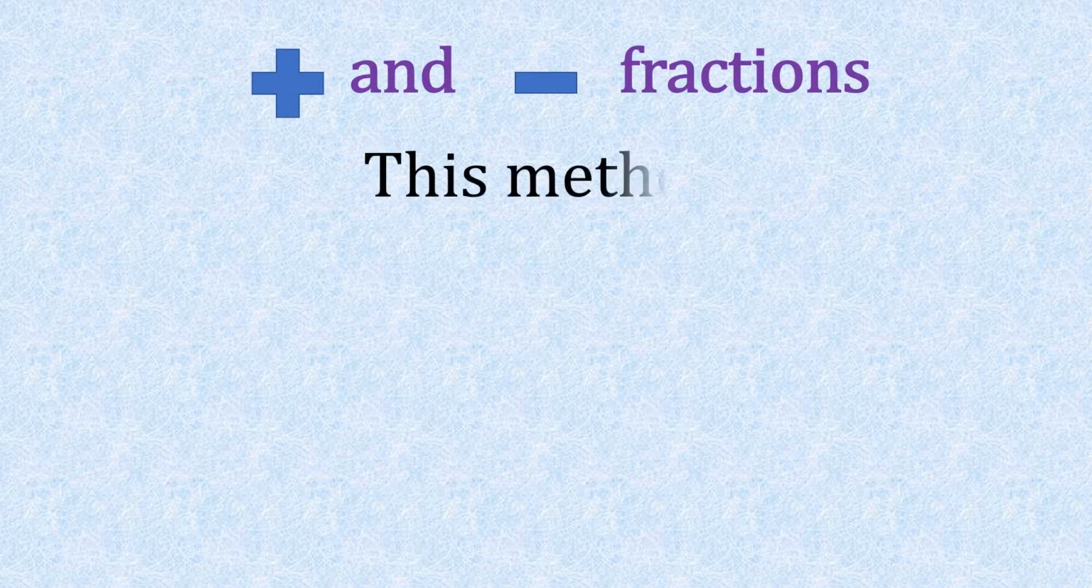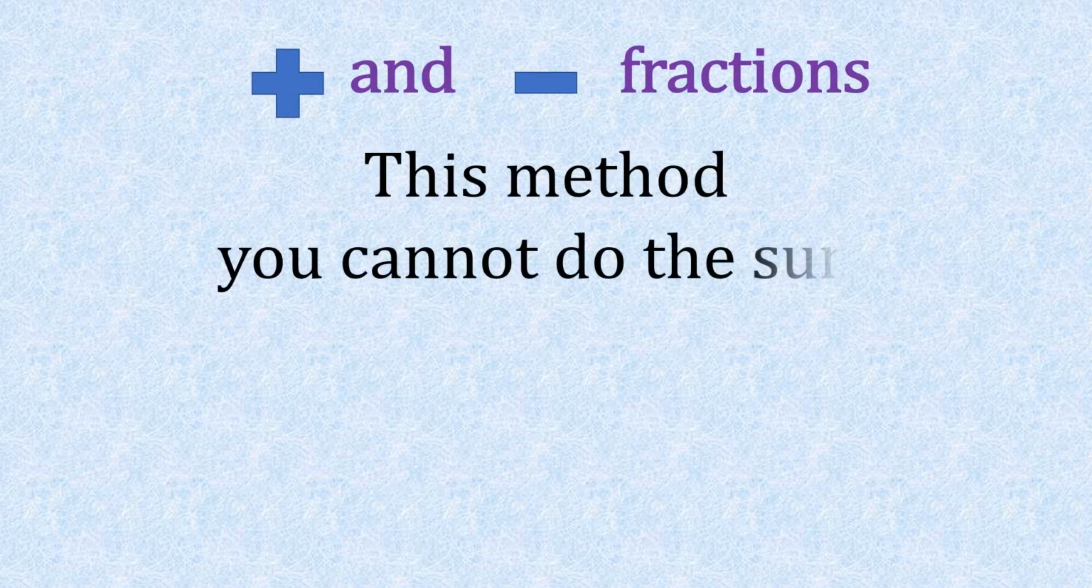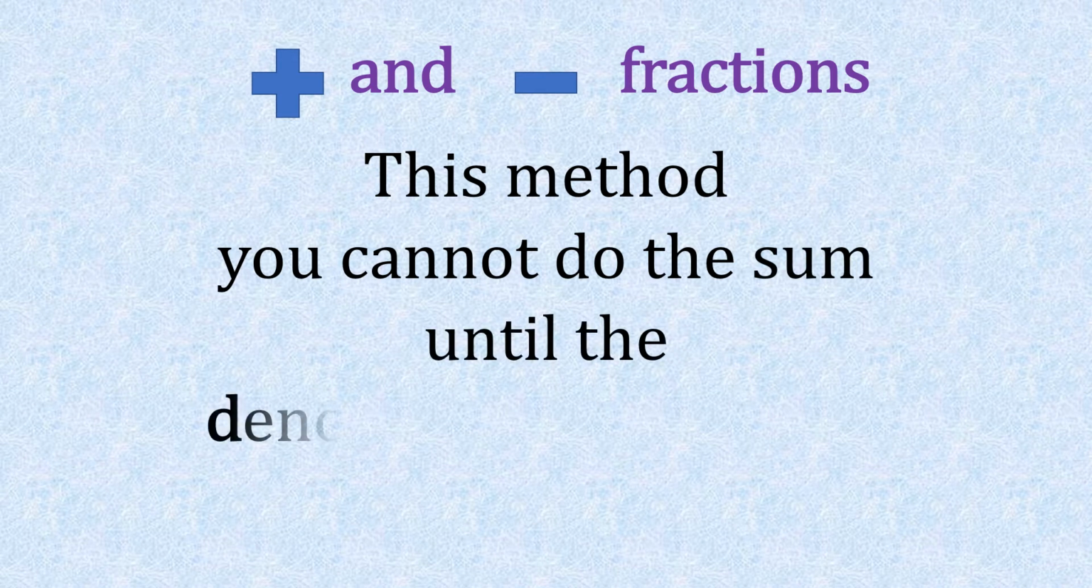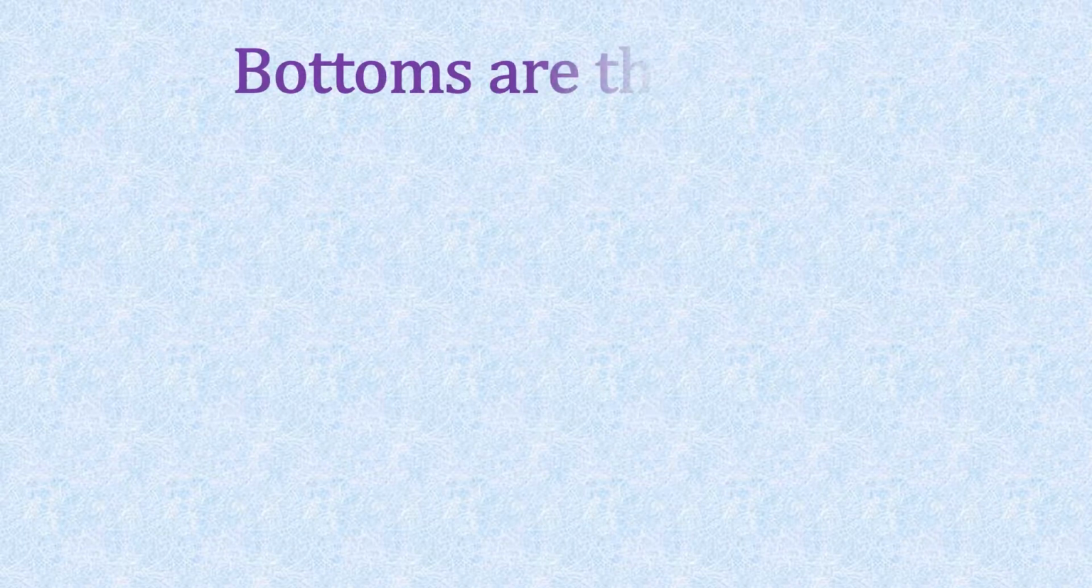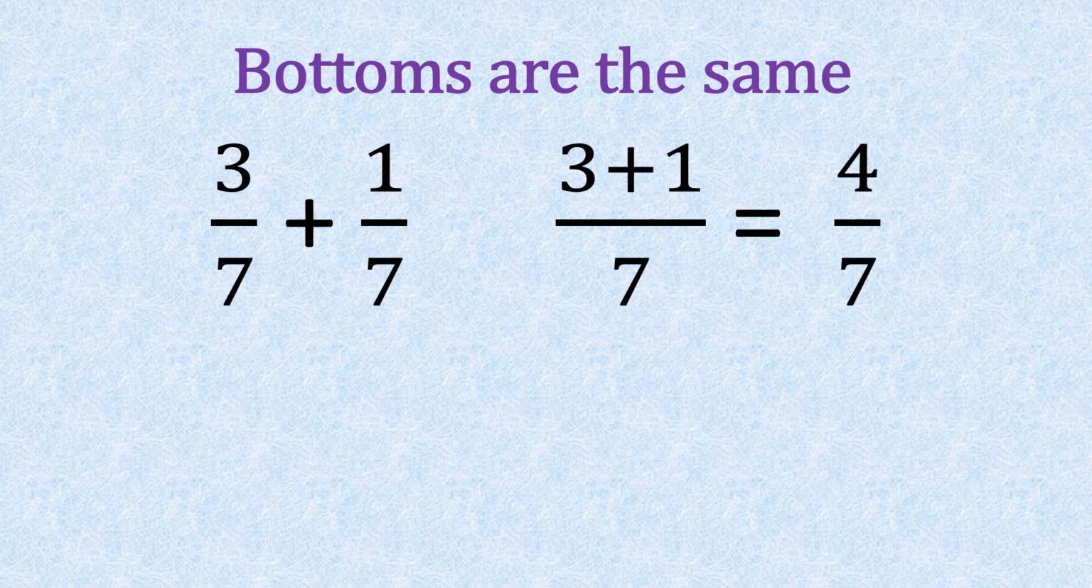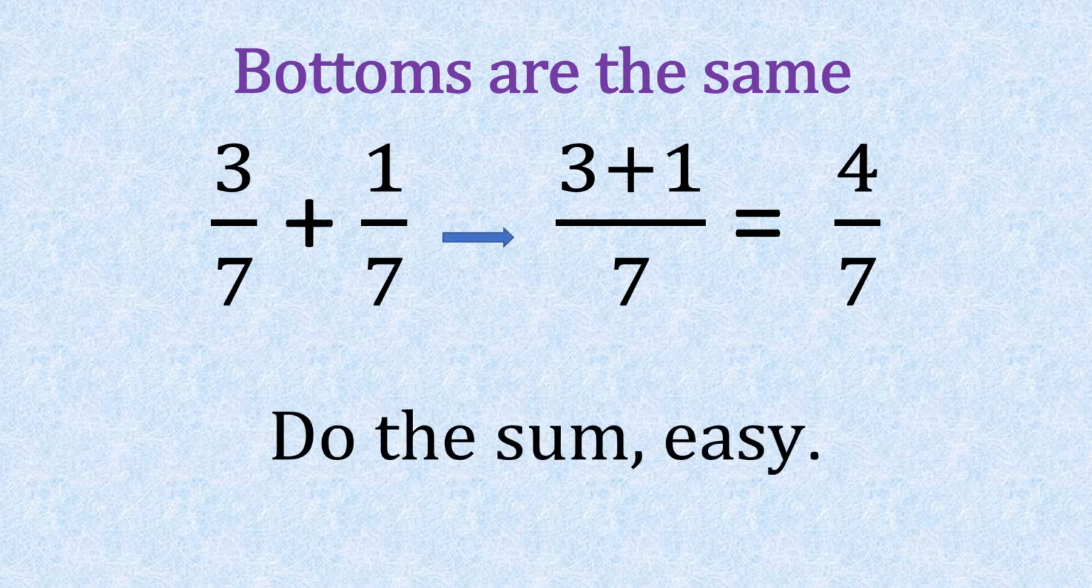For adding and subtracting fractions, for this method you cannot do the sum until the denominators, bottoms, are the same. When the bottoms are the same, you can do the sum easy. So 3/7 plus 1/7 is 4/7. Simple.